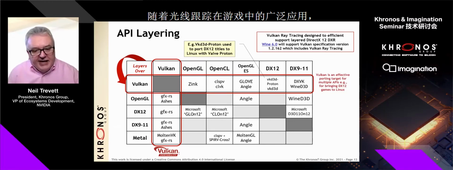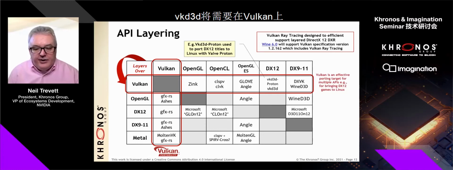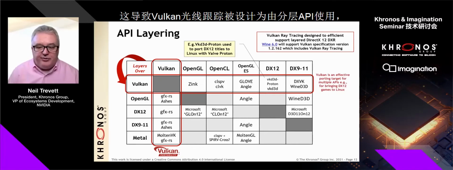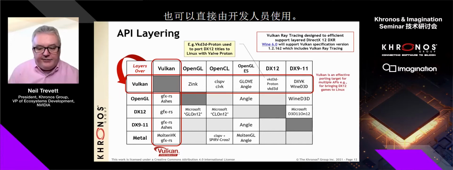As ray tracing in games becomes widely used, VKD3D will need to layer DirectX 12 ray tracing functionality over Vulkan. And this has resulted in Vulkan ray tracing being designed to be used by layered APIs as well as directly being used by developers.